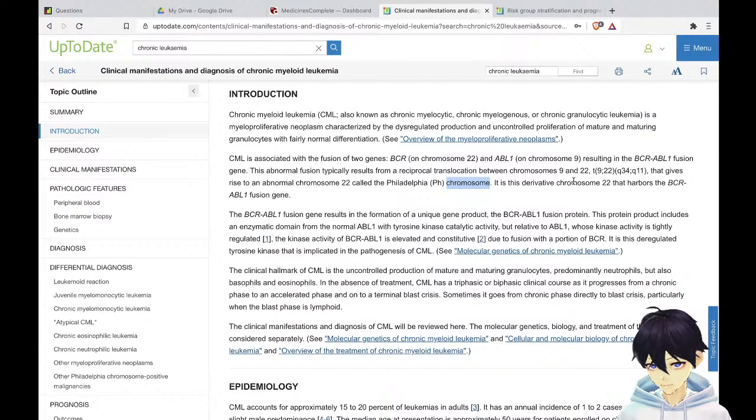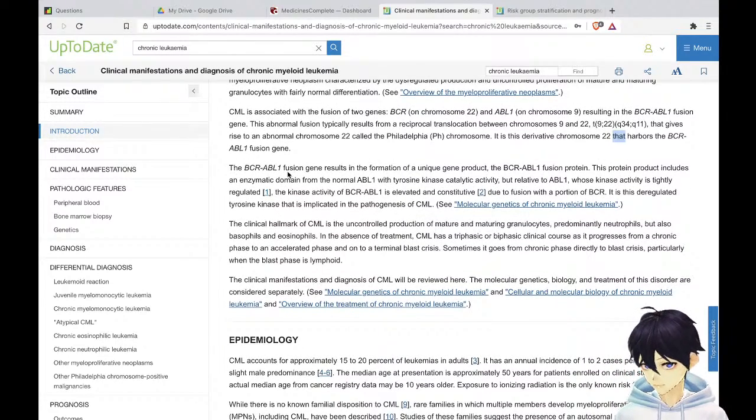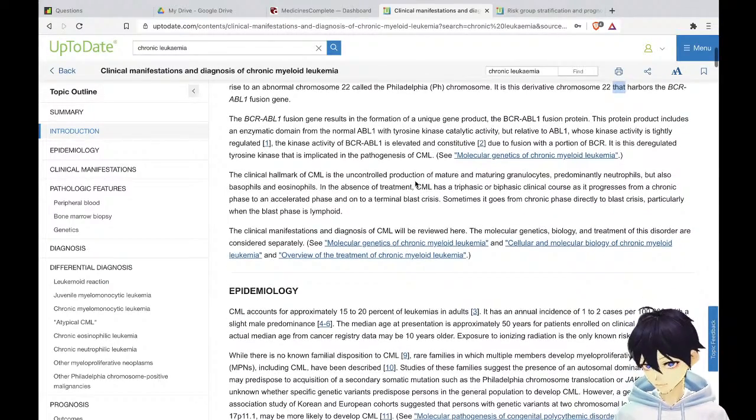It is this derivative chromosome 22 that harbors the BCR-ABL1 fusion gene. This BCR-ABL1 fusion gene results in the formation of a unique gene product, BCR-ABL1 fusion protein. This protein product includes an enzymatic domain from the normal ABL1 with tyrosine kinase catalytic activity, but relative to ABL1, whose kinase activity is tightly regulated, the kinase activity of BCR-ABL1 is elevated and constitutive due to fusion with a protein of BCR. It is this dysregulated tyrosine kinase that is implicated in the pathogenesis of CML.